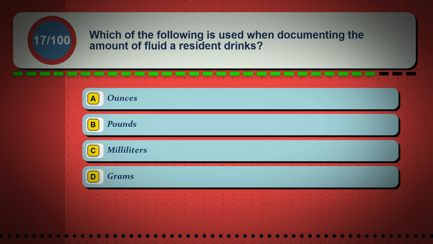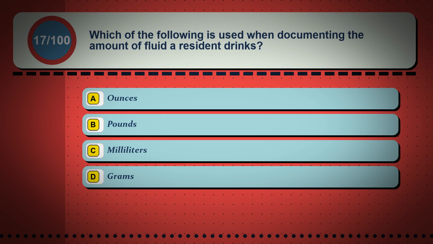Question 17. Which of the following is used when documenting the amount of fluid a resident drinks? Option A. Ounces. Option B. Pounds. Option C. Milliliters. Option D. Grams.